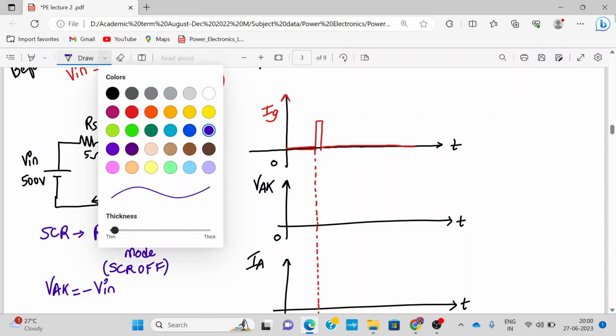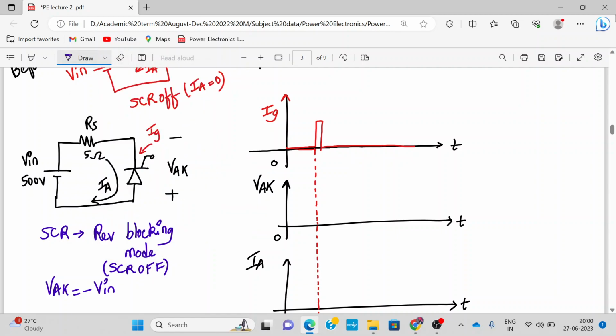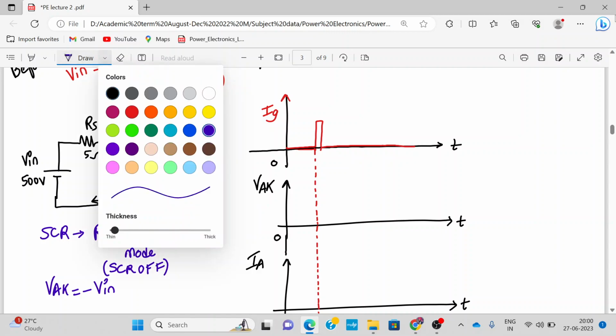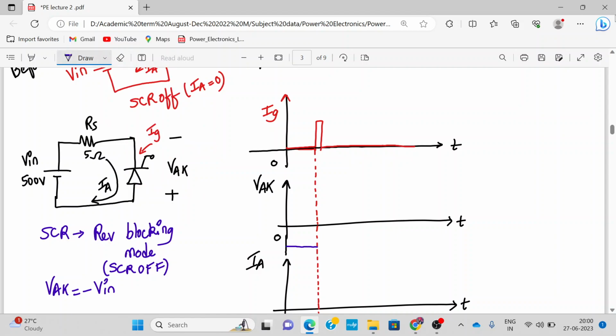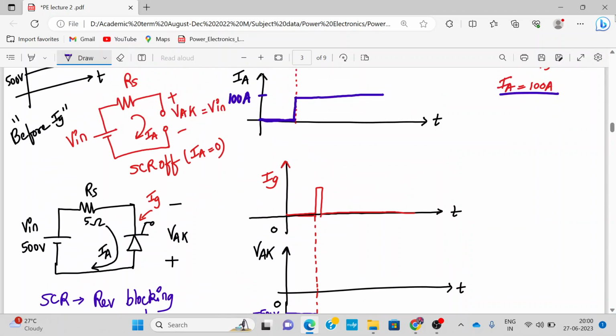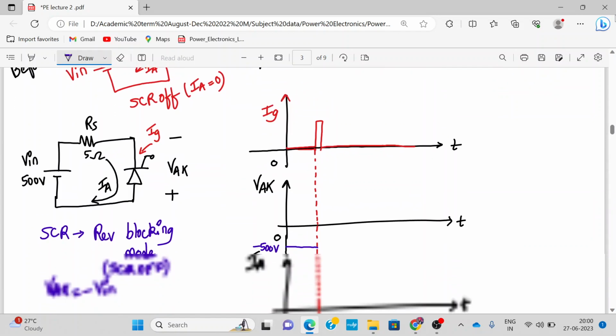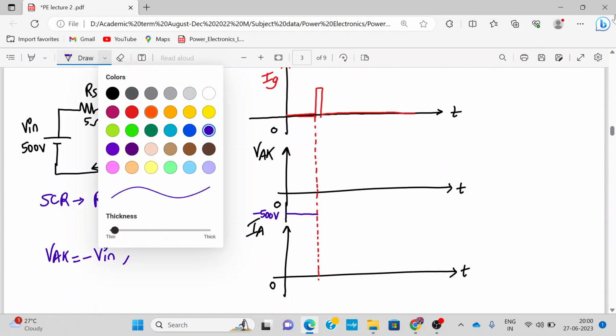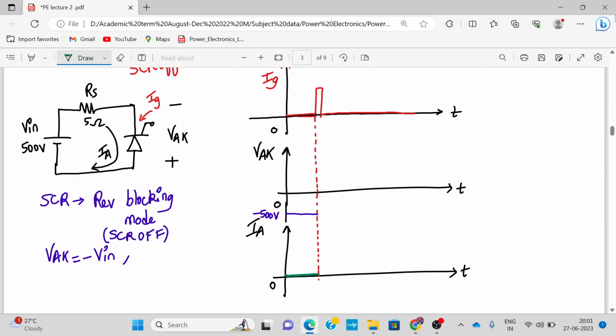Okay, so here the value of VAK will be negative from here to here, and this is minus 500 volt. Here it will be minus 500 volt. Alright, what about the current? When the SCR is off, we have seen over here, it is replaced by open circuit. So the current IA will be 0. So the current over here, IA, will be 0. Let me draw in green color. This will be 0. Alright, so current IA is 0.